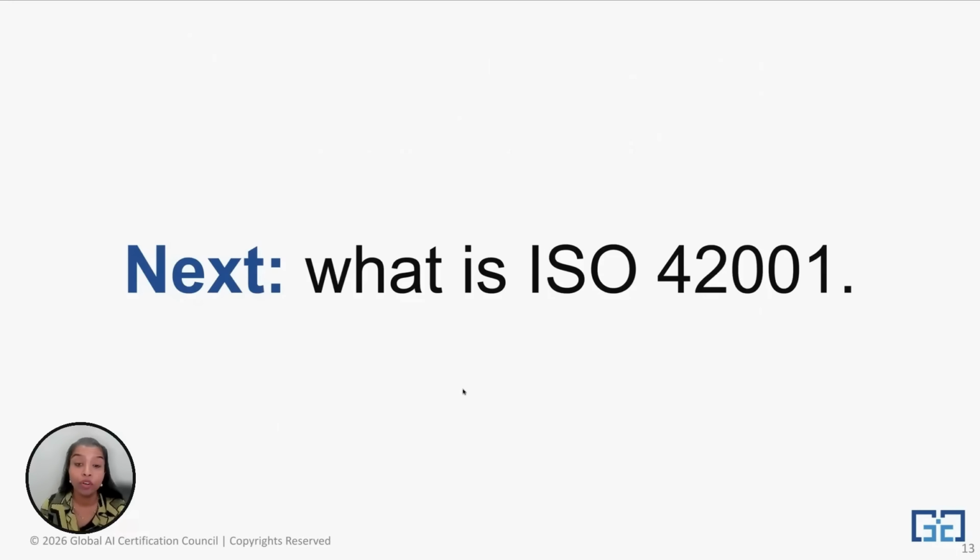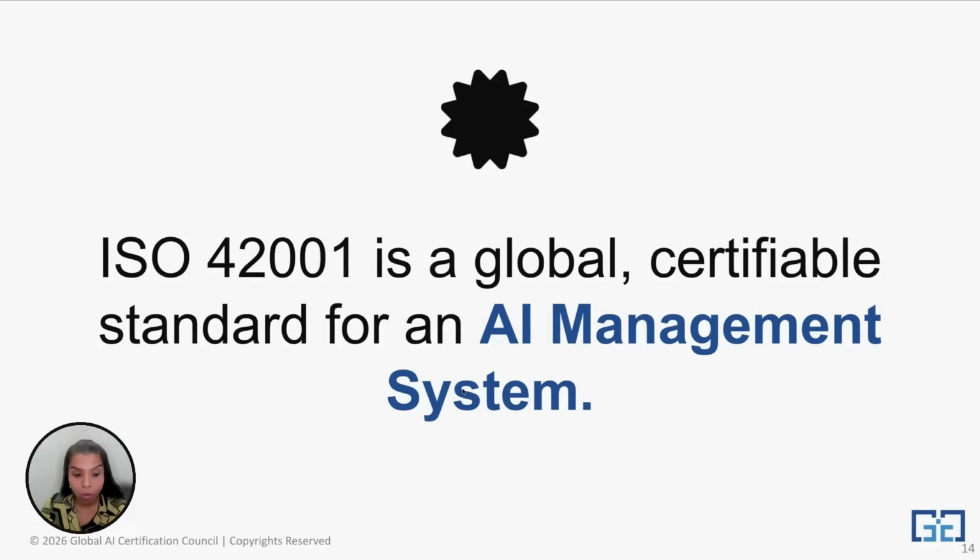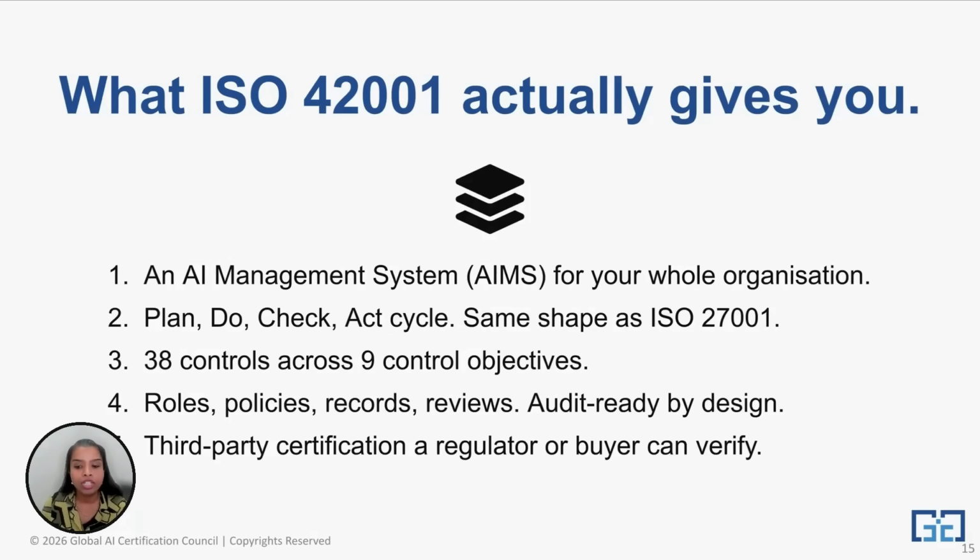Next, what is ISO 42001? It is a global certifiable standard for an AI management system. So what it actually gives you is an AIMS, which is an AI management system for your whole organization. It follows a PDCA cycle. If you've already done ISO 27001 or ISO 27701 or even 14001, you know that most management systems follow a PDCA cycle: plan, do, check, and act. The same is there for ISO 42001.